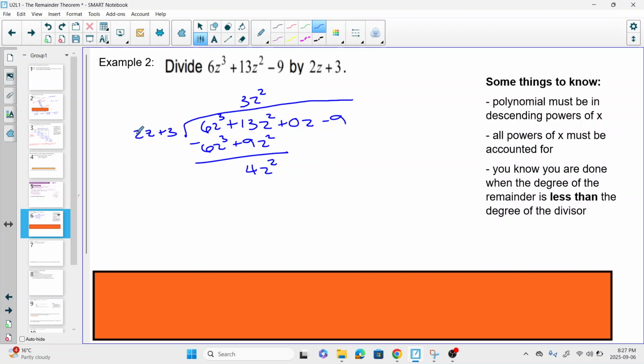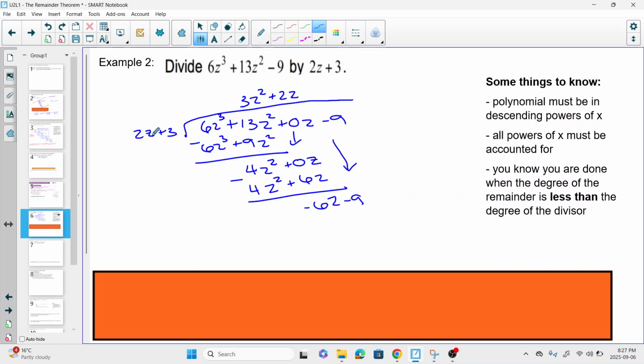And then how many times do I need to multiply 2z to get 4z squared? Well, I need to multiply by positive 2z. Positive 2z times positive 2z is 4z squared. 2z times positive 3. Oops, sorry guys, forgot to bring down my 0z. 2z times 3 is going to give me positive 6z. Again, I do my subtraction. I end up with negative 6z. And I bring down my negative 9.